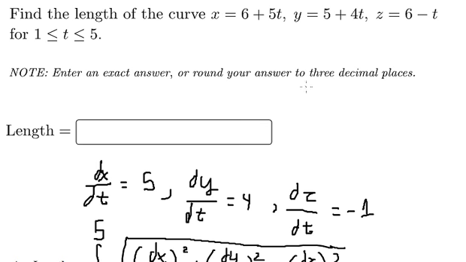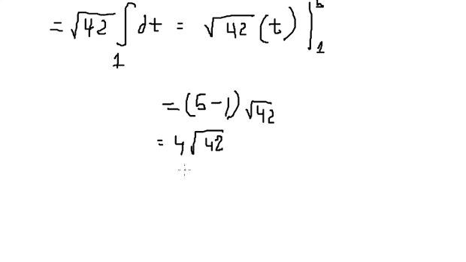So on the question, they want to find 3 decimal places or an exact number. So I will choose this one in here, and we just write this one.